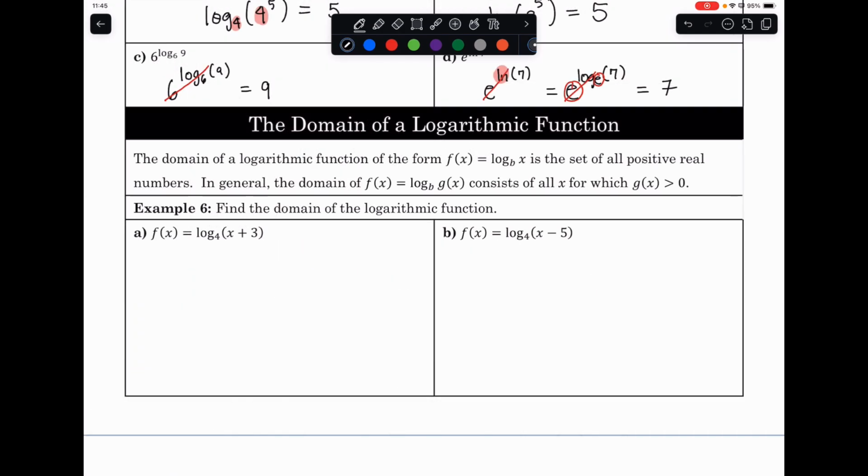Now, let's talk about the domain of logs. The domain of a log function in the form of log base b of x is the set of all positive real numbers. So in general, for the log base b of g of x, where g of x involves a horizontal shift, the domain is determined by solving the inequality for that horizontal shift, along with any possible horizontal dilation.